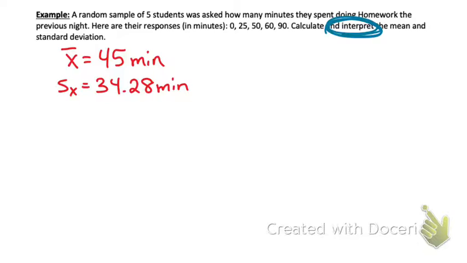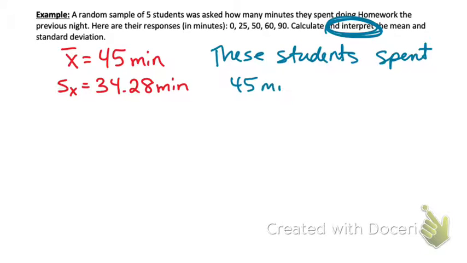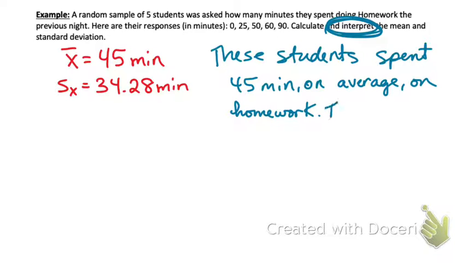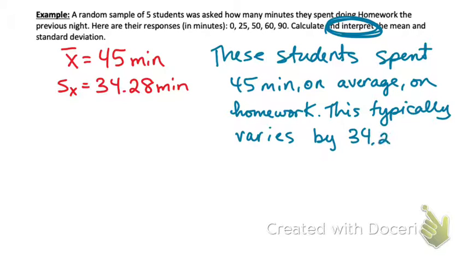We can say a very similar thing. These students spent 45 minutes on average on homework. This typically varies by 34.28 minutes. So that's my typical variance. That's my typical give or take.